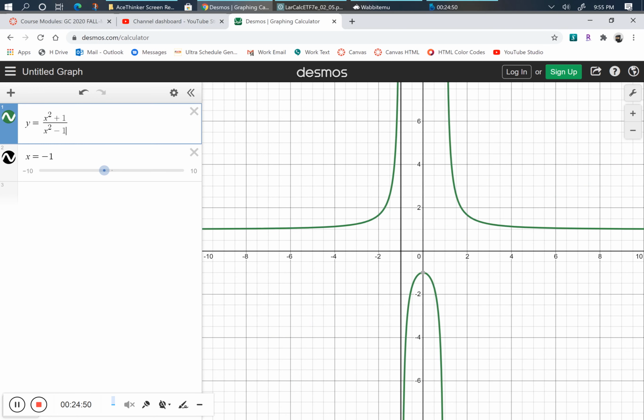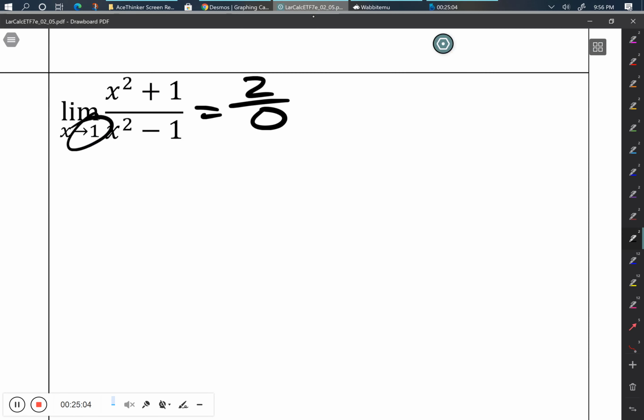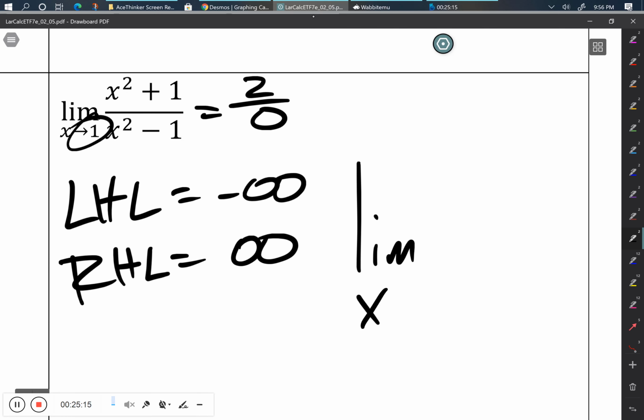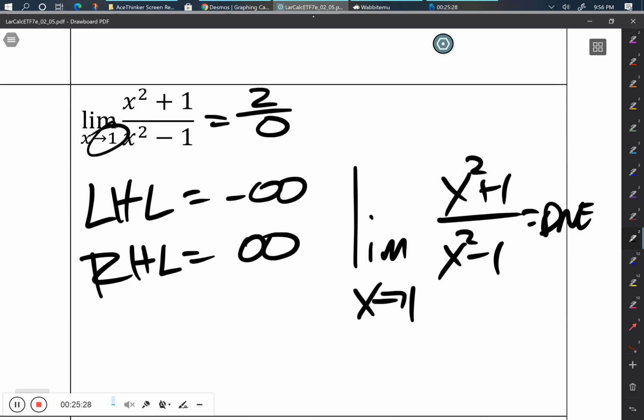And we are taking a look at the limit at positive 1. Okay. It looks like the left-hand side's going down, the right-hand side's going up. So my left-hand limit is going to be negative infinity. My right-hand limit is going to be positive infinity. So what's going to be the limit? Does not exist. Because, even with vertical asymptotes, a limit only exists if left hand and right hand are the same.